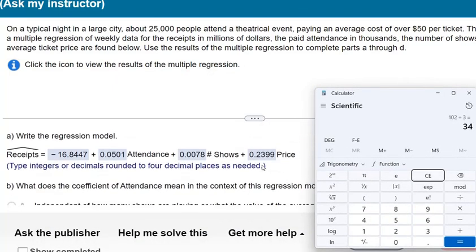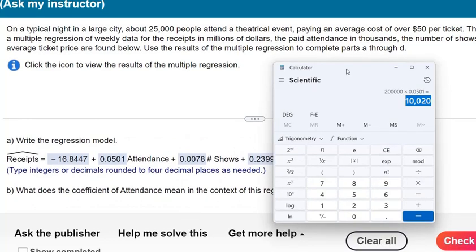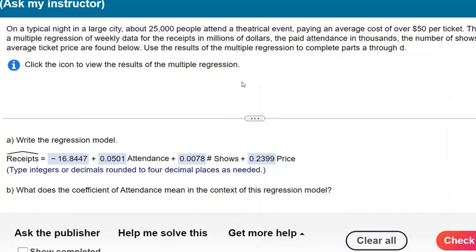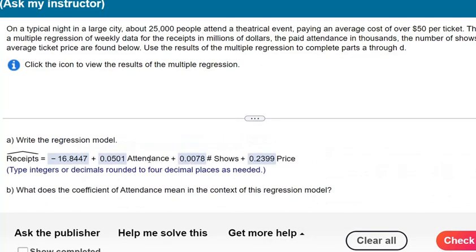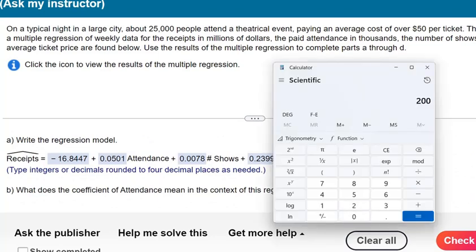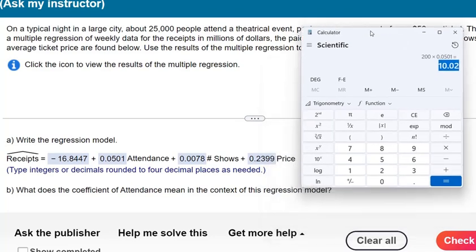Don't forget about that. So 200,000. Oh, attendance is in thousands. Okay, sorry, I missed that. So we're not going to plug in 200,000. We're going to plug in 200 because attendance is in thousands. I thought that number was having a huge effect. That was weird. So there's attendance, 200,000. We plug in 200 there.